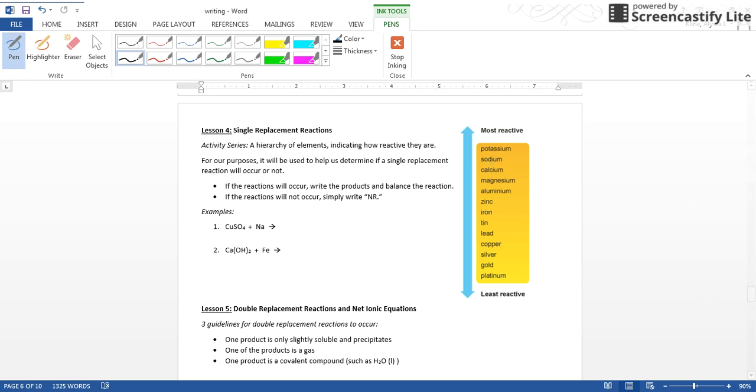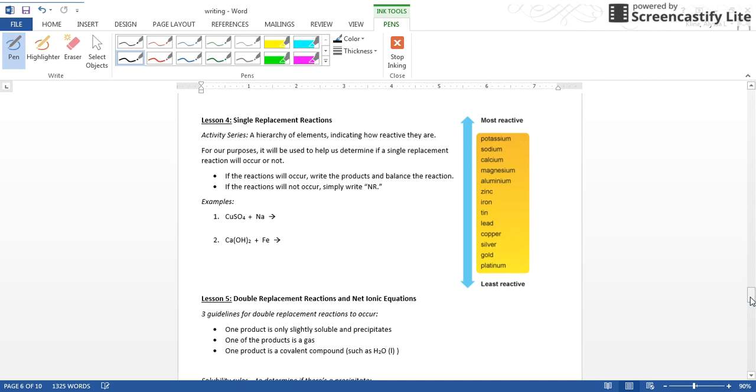Okay, so we are looking at lesson 4 and 5 here. So we're going to talk about single replacement reactions and double replacement reactions today. If we look at a single replacement reaction, there's something really important here called the activity series. It's basically a hierarchy of elements, including how reactive they are. This is going to help us figure out if one of these reactions will actually occur or not.